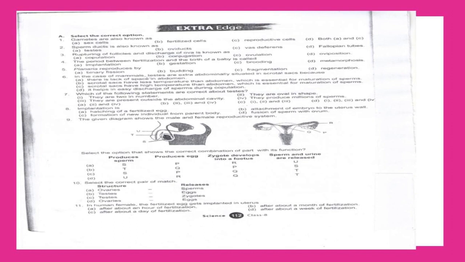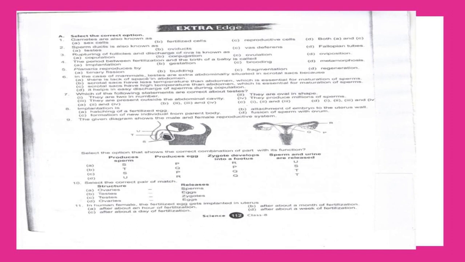Then select the correct pair. Ovaries, sperm, testis, egg, testis, zygote, ovary, egg. The answer is ovary, egg. Then in human female, the fertilized egg gets implanted in the uterus after about a week of fertilization. I hope you could understand. Slow down a little and understand so you can follow easily.